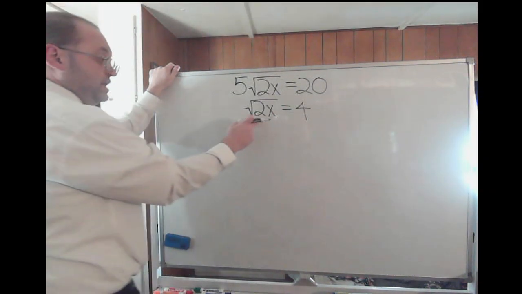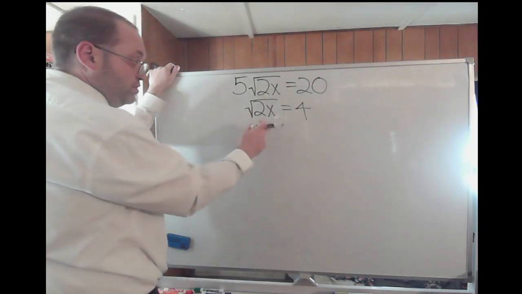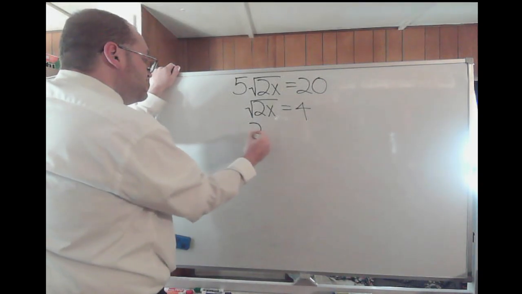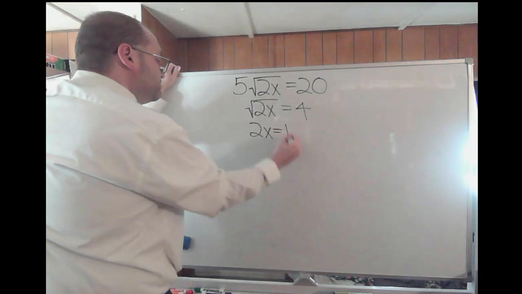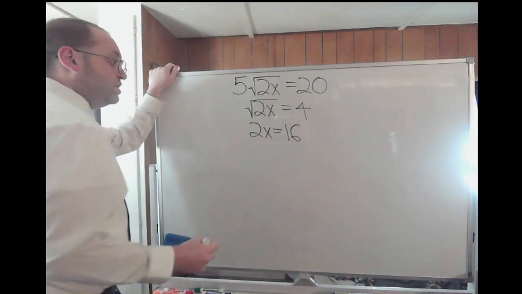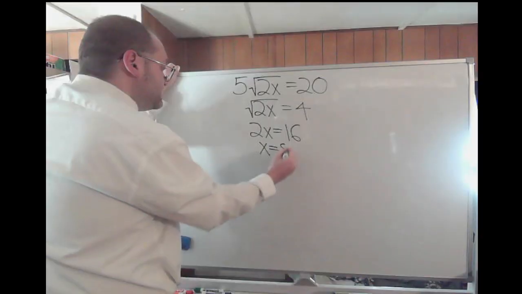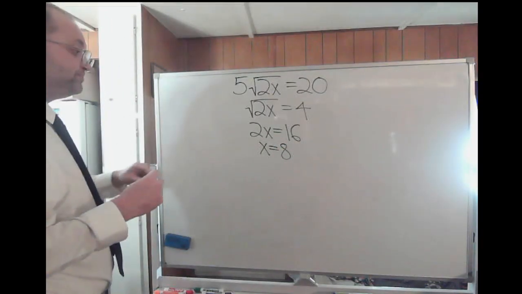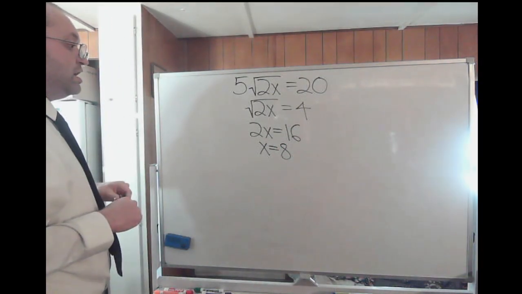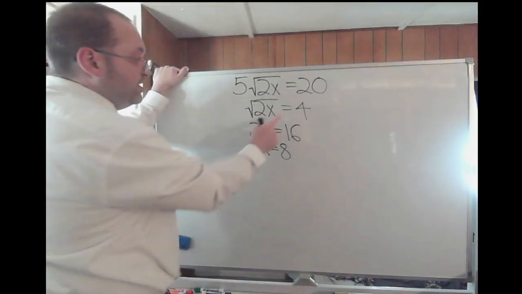Now we want to get 2x by itself, so we have to square both sides. If we do that, you'll get 2x is equal to 16, which now we want to solve for x. That would just give you x equals 8. Well, we've already checked this one. We had a very similar problem.